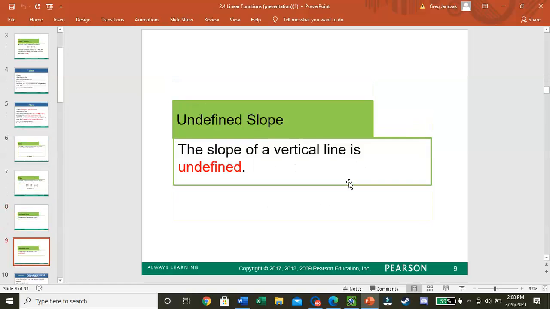Slope of a vertical line is undefined. So if the line is going straight up and down, that slope is undefined. There is no change in y, just change in x. That's why the slope is undefined.